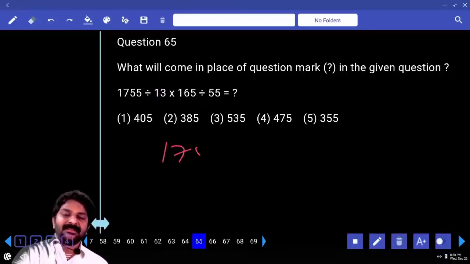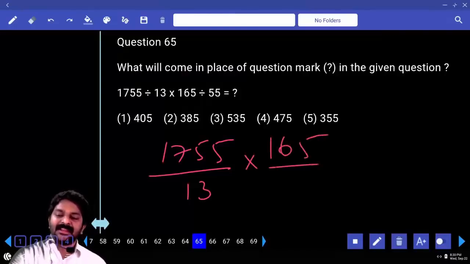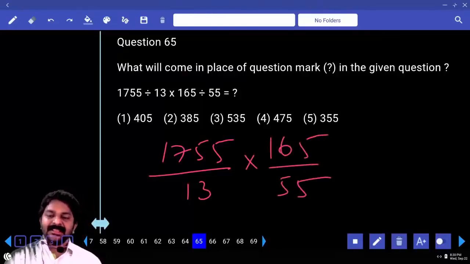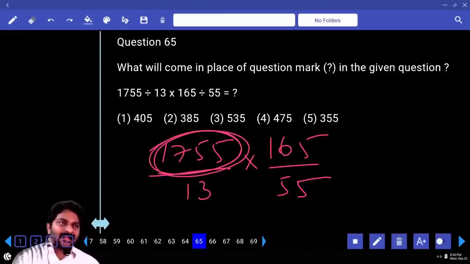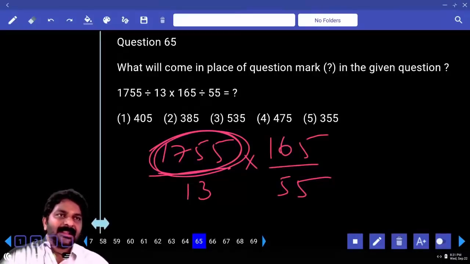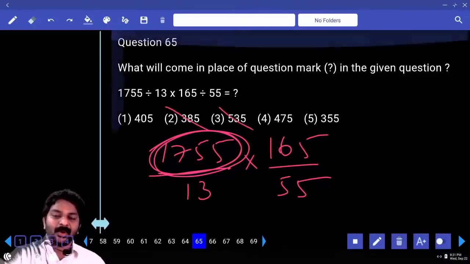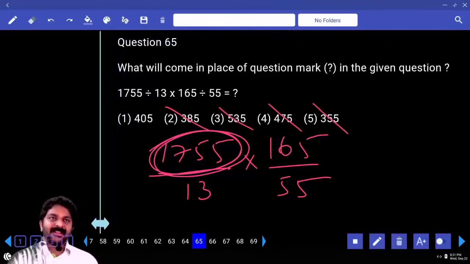Come on. 1755 divided by 13 into 165 divided by 55. Yes. 1755, is it a 9 multiple? In the denominators, do you have a 9 multiple? At least a 3 multiple? Then the answer must be a 9 multiple. First option, possible or not? Yes. Second option? No. Third option? No. Fourth option? No. Fifth option? First option, final answer.